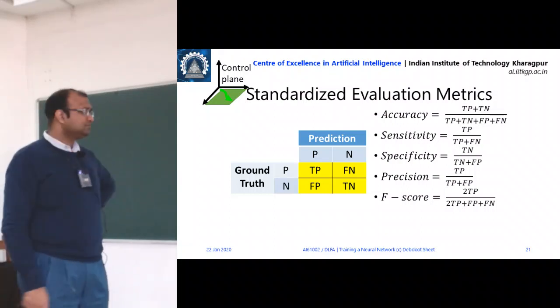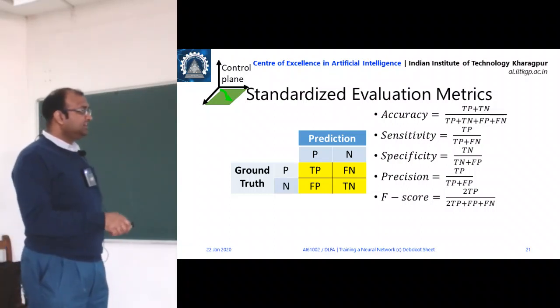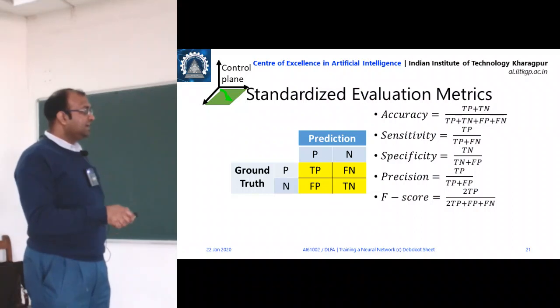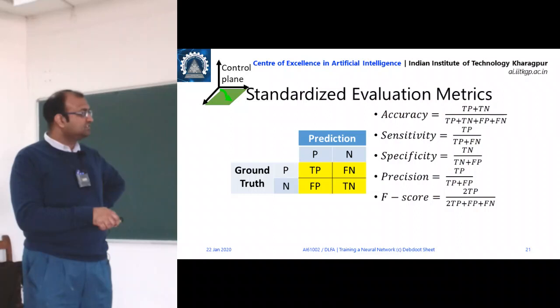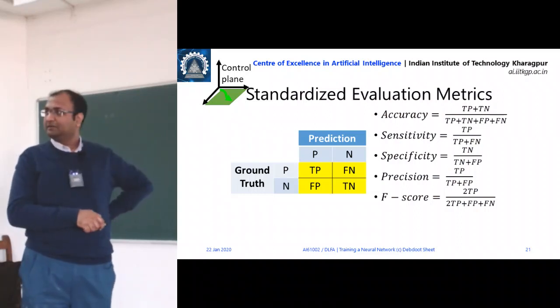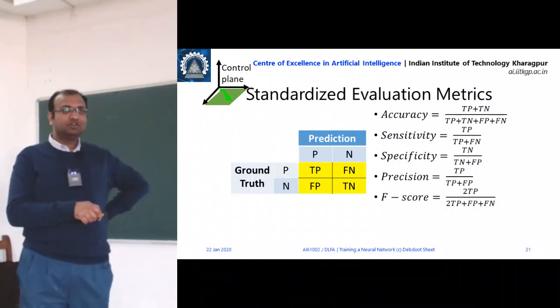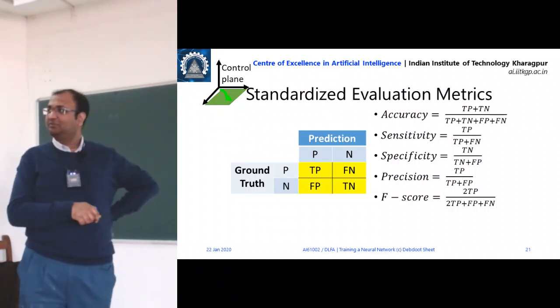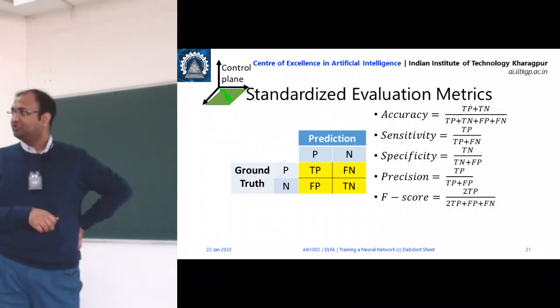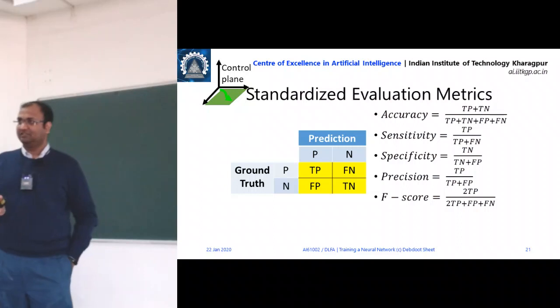Okay. Now in this matrix you would see that accuracy is essentially the number of correct predictions. So the correct predictions, the 2 positives and 2 negatives, divided by the total number of samples, which is equal to the sum of all elements in this matrix itself. So that's accuracy within the classification framework.